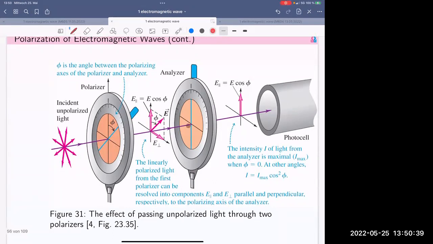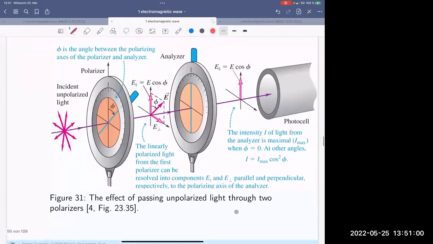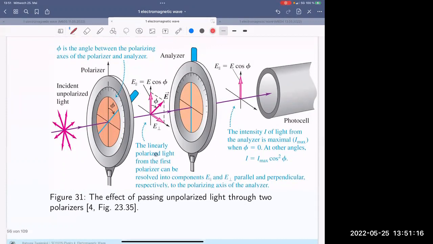Linearly polarized light from the first polarizer can be resolved in two components, E parallel and E perpendicular, right? But E perpendicular is not meaningful because it's going to be perpendicular to the vertical line. This is the effect of passing unpolarized light through two polarizers.